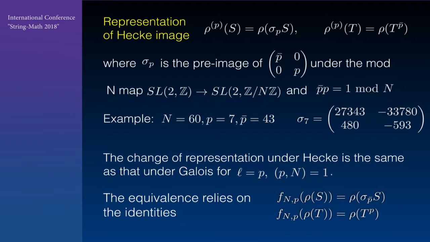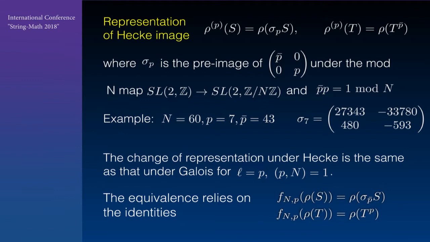Sigma p is the pre-image of this matrix under the mod n map from SL2Z to SL2Z mod nZ. So take an element of SL2Z, reduce each element mod n, that's the mod n map, and sigma p is supposed to be an element of SL2Z which, under this mod n map, gives you this matrix involving p and its multiplicative inverse.